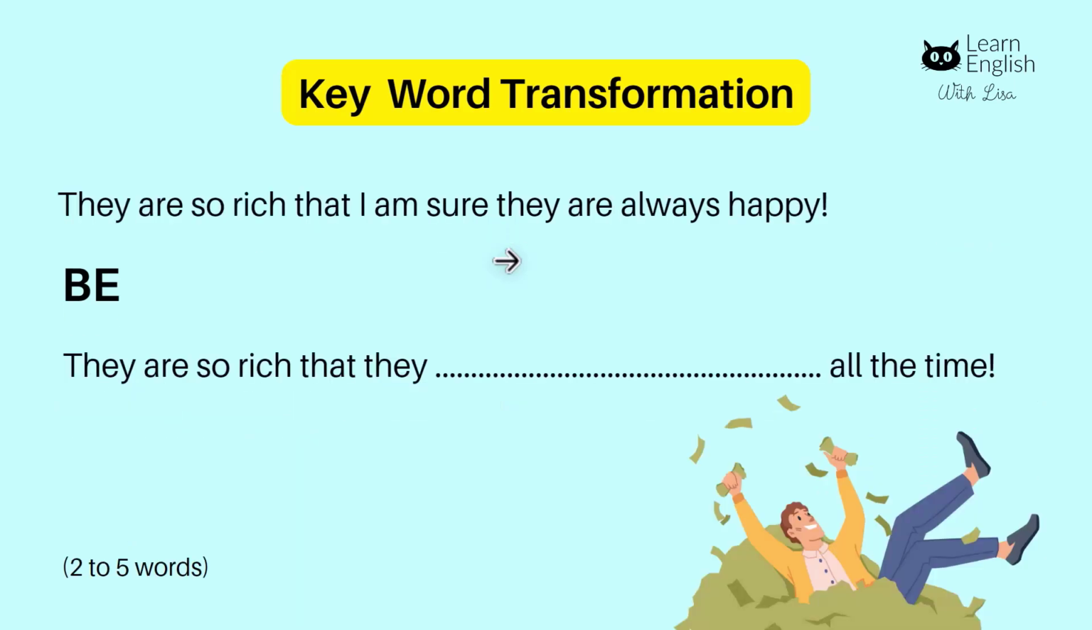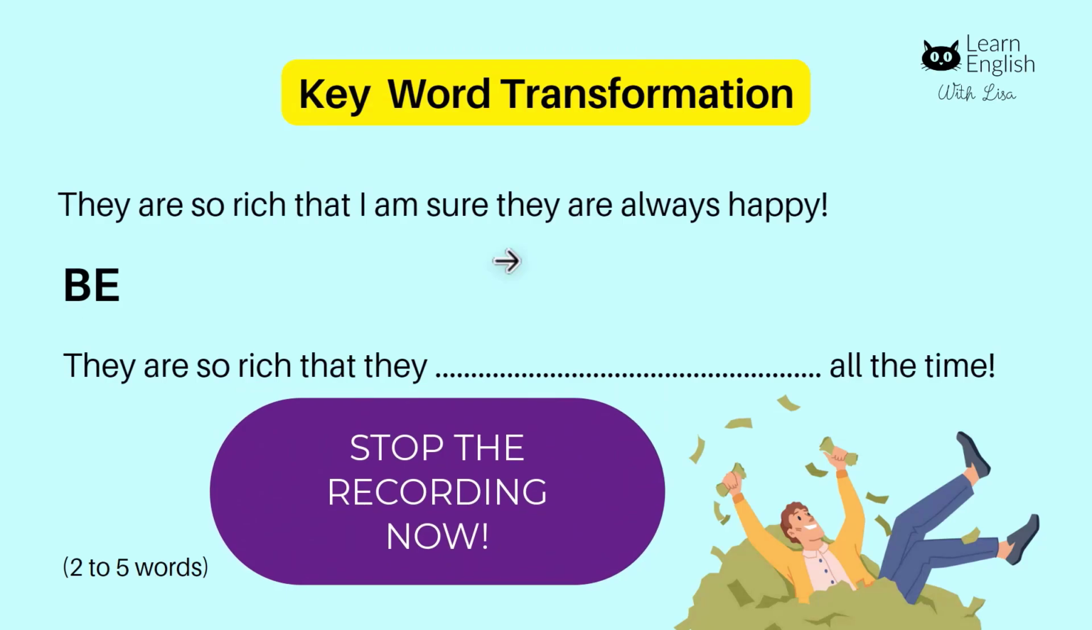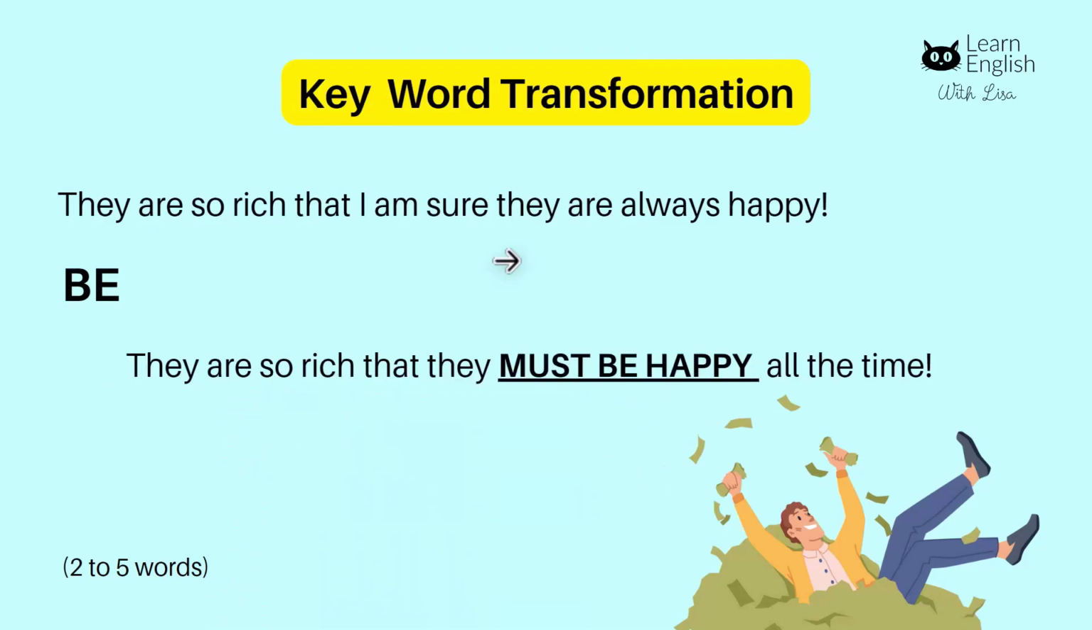Second example. Stop the recording now. And the answer is, they are so rich that they must be happy all the time. Why must? Because I'm sure that something is true.